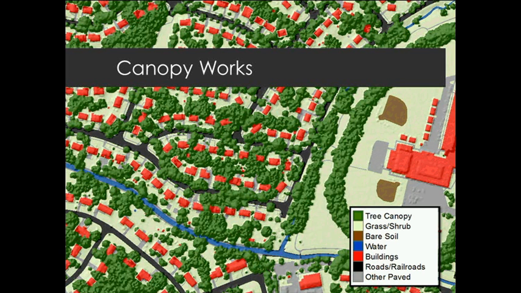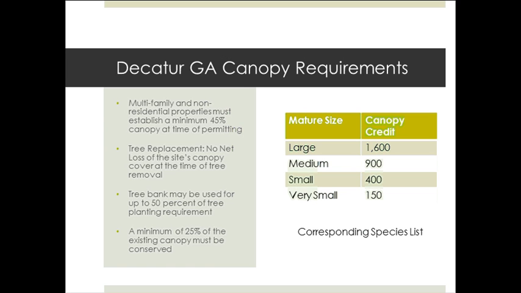Well, in time, we realized that canopy is the most measurable and useful tool because with canopy, we can also quantify the ecological benefits and we can measure canopy very easily. So Decatur adopted a canopy-based approach, and what they require is that multifamily and non-residential properties have to establish a minimum of 46% canopy at the time of permitting. Decatur's canopy was, in 2000, 51%, and we did a canopy analysis again from 2004 data, I believe, and it was down to 46%.